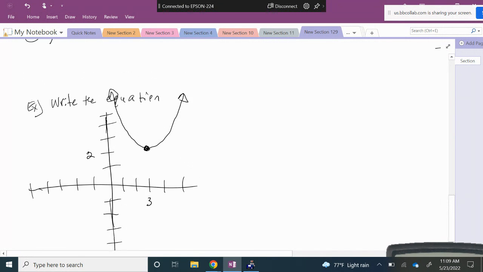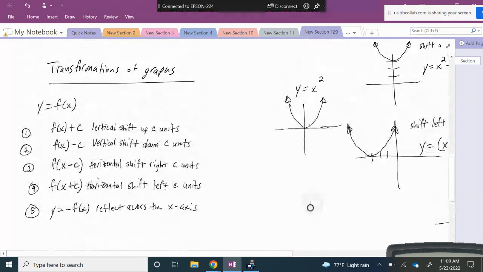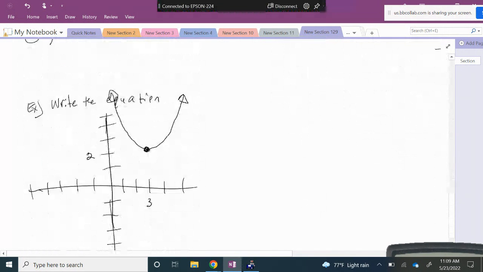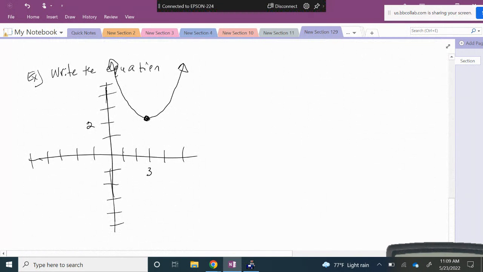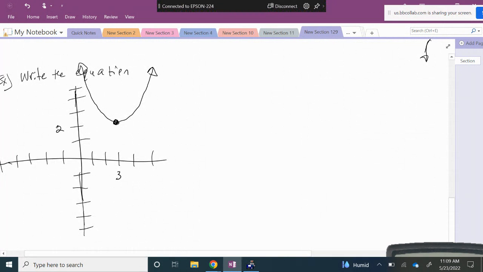All right, so remember that for the basic quadratic, right, it's centered at the origin. All right, so that means this graph has been shifted over 1, 2, 3 places to the right, and it's also been shifted up 2 units. So how would we write out the equation? All right, well, let's do it in some steps. So first off, we have to identify the model.